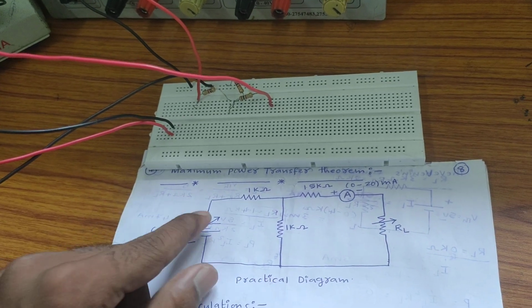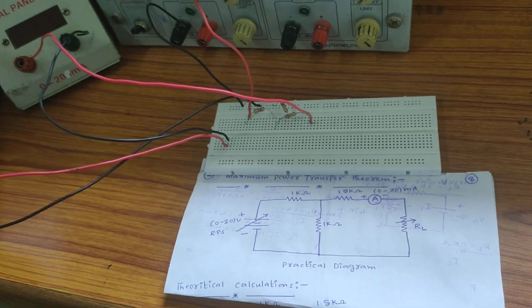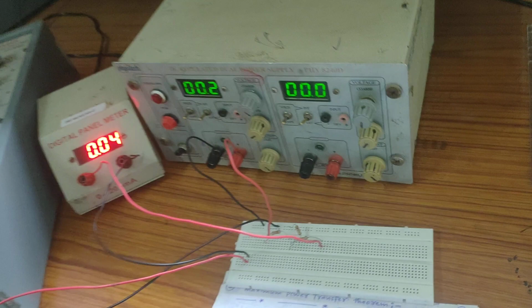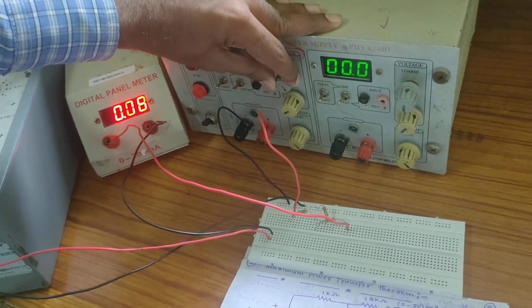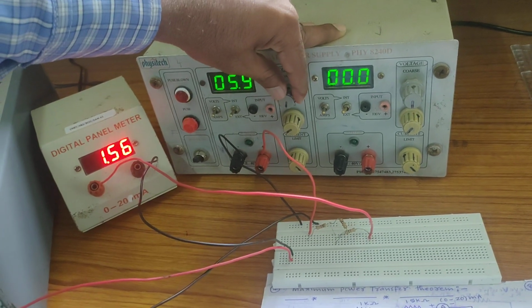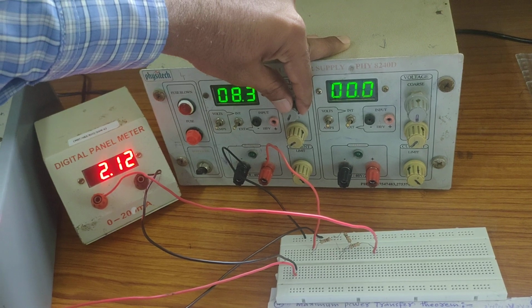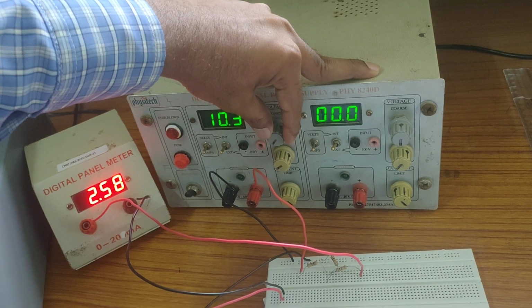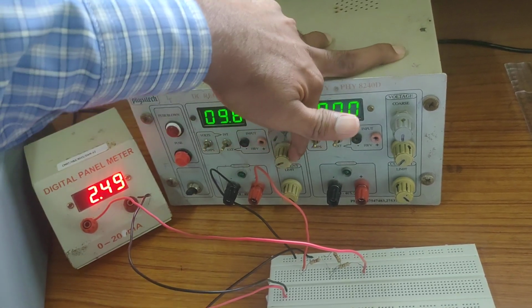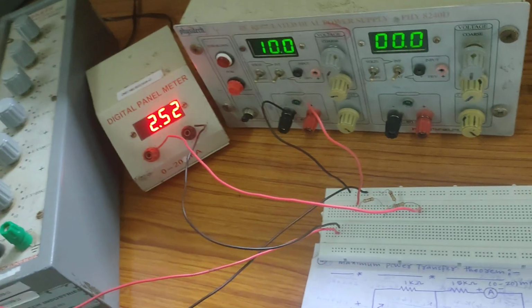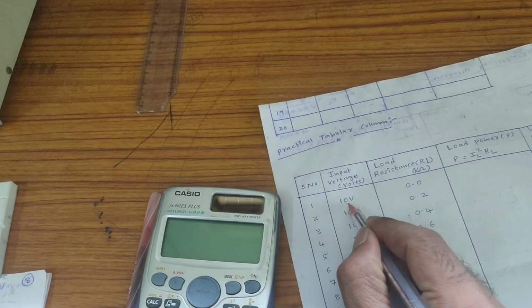Now by using this RPS I can vary the supply voltage to 10 volts. That means first switch on the power supply, and vary the RPS and set the RPS voltage to 10 volts. Now see here, the RPS voltage is set to 10 volts.